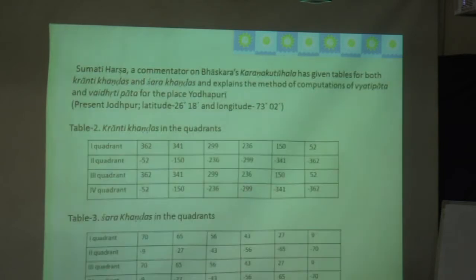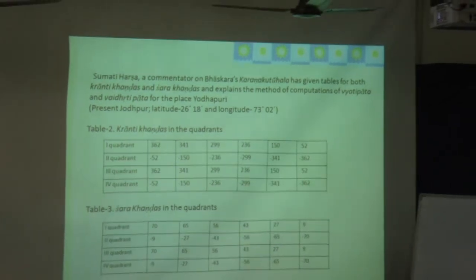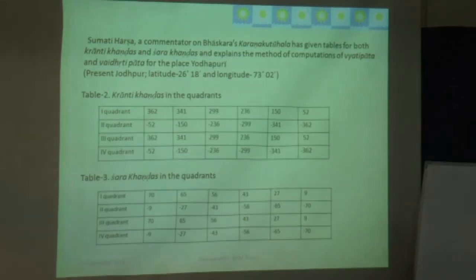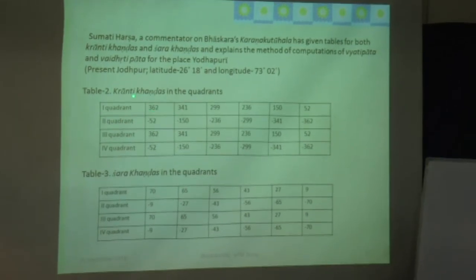This is the table given by Sumati Harsha in his Ganaka Kumuda Kaumudi. Both for Kranti Kandas and Sharakandas, he has given tables for the different quadrants. The Kranti, the declination, he has taken in Kalas, that is 362, 341. In the same way, he has given it in the opposite way for the second quadrant with negative sign. Like this he proceeds and gives the values for the first, second, third and fourth quadrants. The Sharakandas also he gives in the same way.